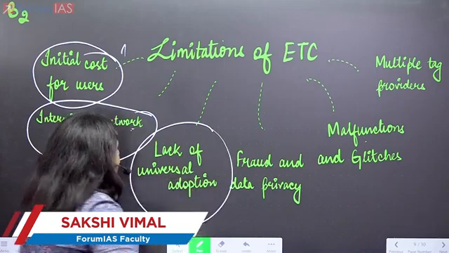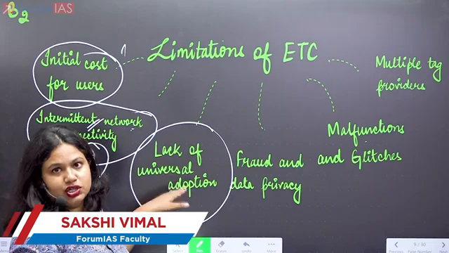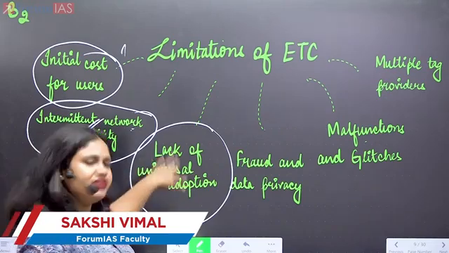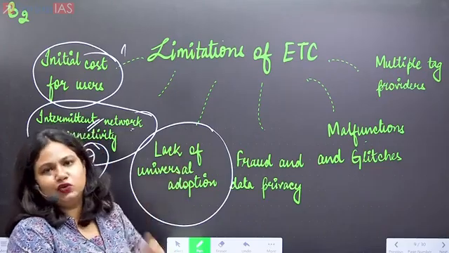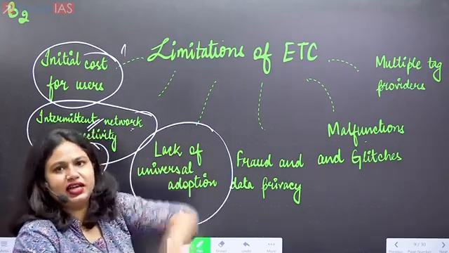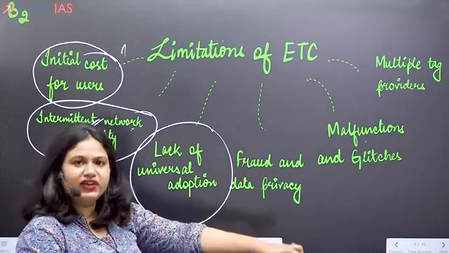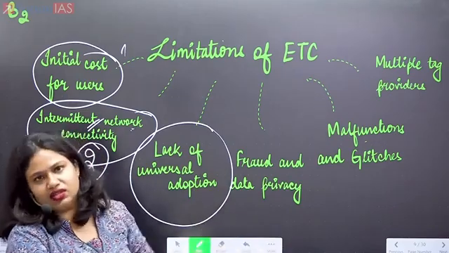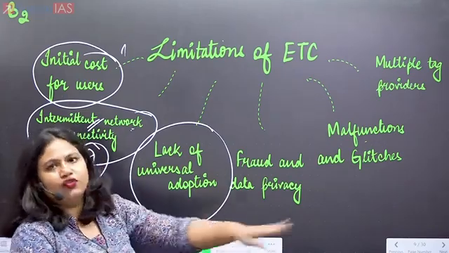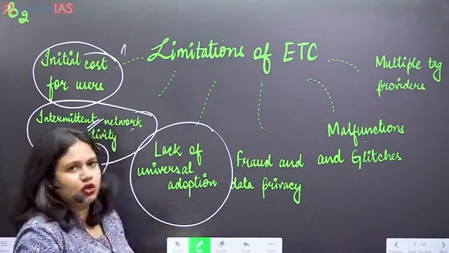Third limitation is lack of universal adoption. The benefits of such technology accrue to us only when everybody is doing it. If there is electronic toll collection only in 2 places in the entire pathway that you have to follow, then you have to make the RFID, FASTag investment, and you have to keep cash for the other places also, which is why the overall output is not that helpful. So, lack of universal adoption.